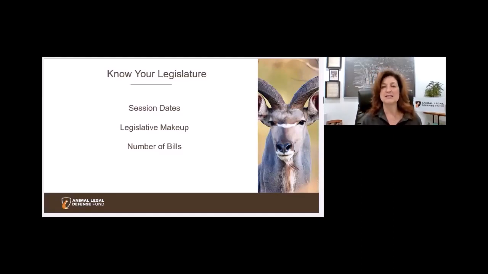So what are your state's legislative session dates? Do they run 2 months, 2 years? Is it annual, every other year? And knowing the legislative makeup, who's in charge? Republicans, Democrats, a mix of both? Does your state have a trifecta where the same party holds the governor's office, the Senate, and the House? That's important to know. And also, how many bills are introduced and passed each session? You could have thousands of bills that are introduced, or there may be a limit on how many each legislator can introduce. This is really good information to know when you're asking for their support on a bill.